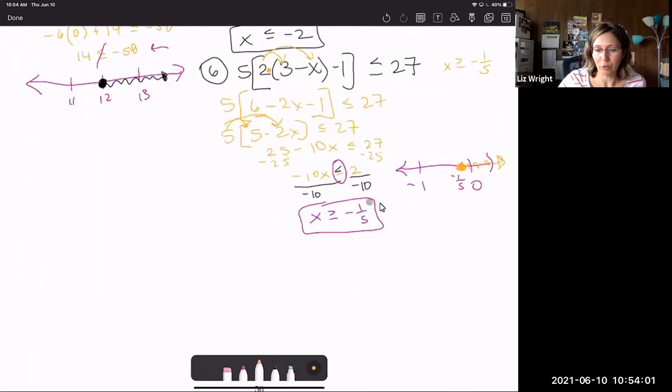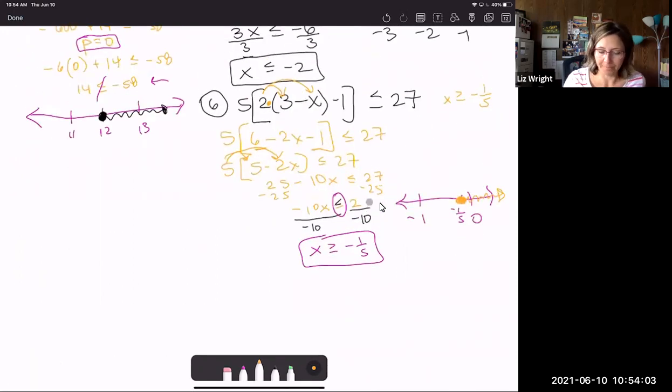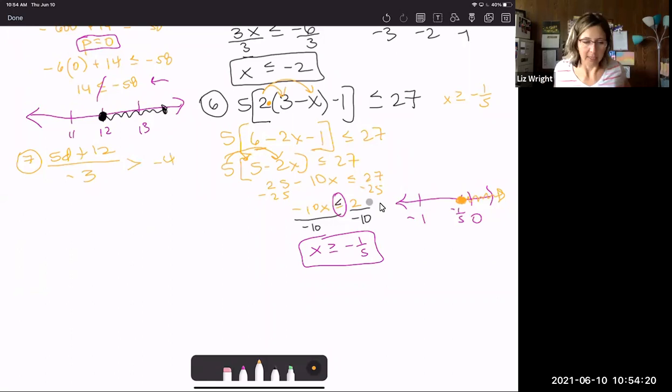All right, I've got 2 more examples for you. So number 7, we are going to have (5d plus 12) all over negative 3, and that is going to be greater than negative 4.